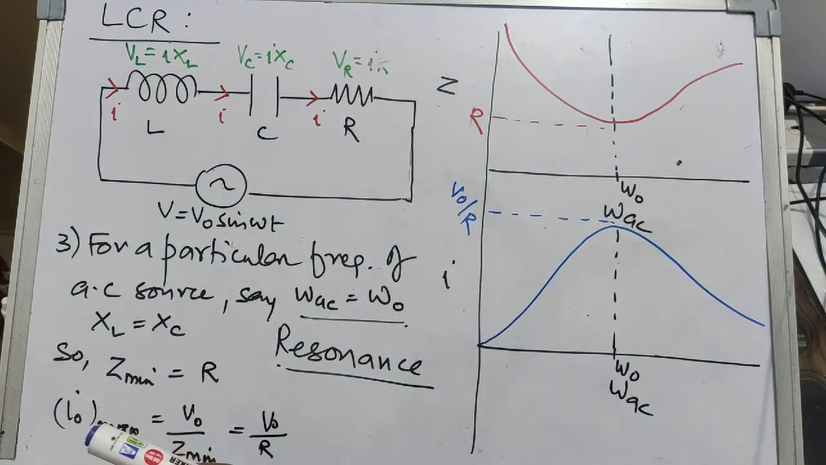So this is the LCR circuit, and practically we won't get a pure LC circuit. We will always get an LCR circuit. Why? Because the inductor is made up of wire which has some resistance also.